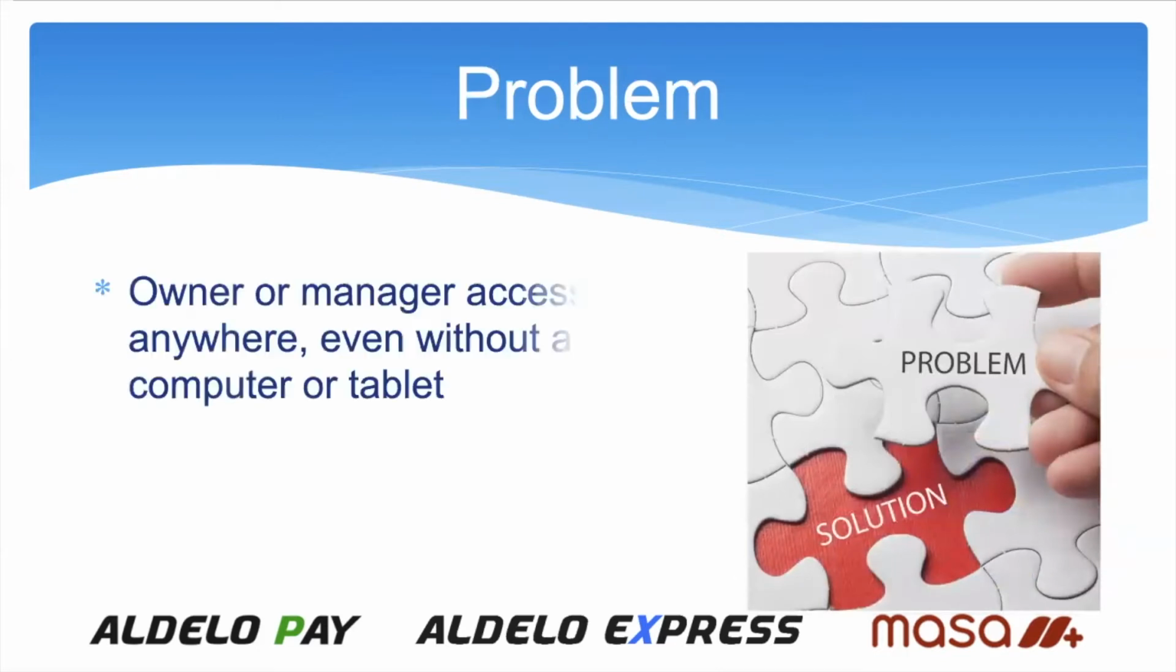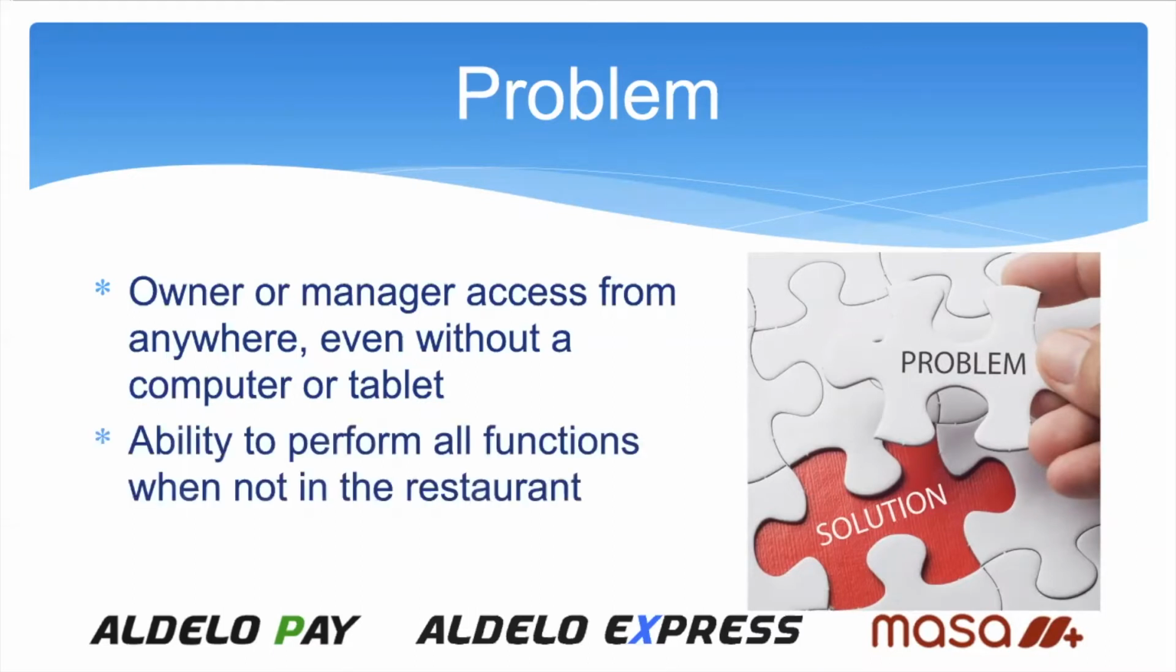the problem is the owner or manager, they want access to the software from anywhere. They want access to the back office from anywhere they are without a computer or tablet, which means they're probably going to want it just on their phone. So how can they use that? How can they get an application or a way of getting to the software, the back office, only from their phone? No PC, no tablet. They want the ability to perform all the functions when not in the restaurant, not just a few. They want to have access to everything from a remote location.